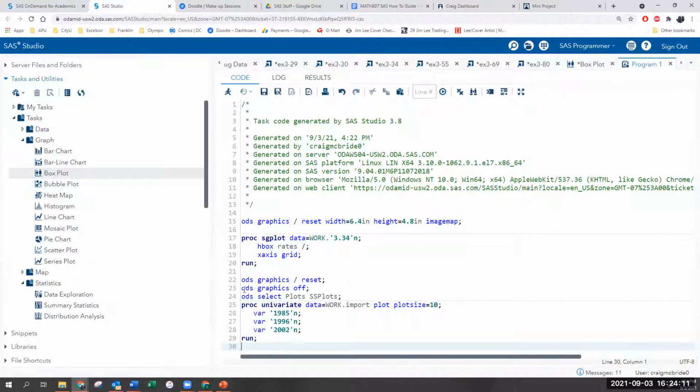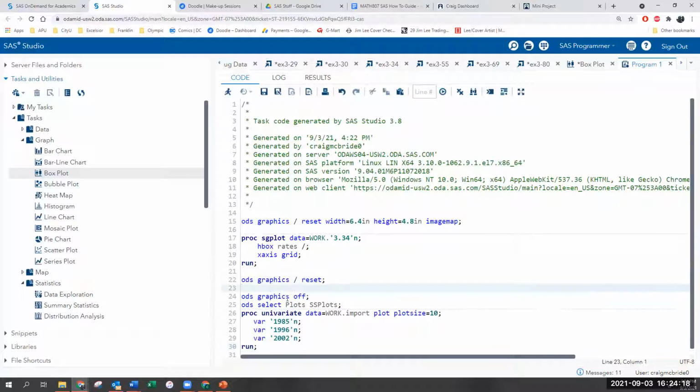Okay, so ODS graphics off and ODS select plots, SS plots. What that does is turn the graphics off, which basically allows this to give us the stem-and-leaf plot that we want. So we don't want this, right? Because that's a different ODS thing. We don't need any of this, but we do need to know where our data is.